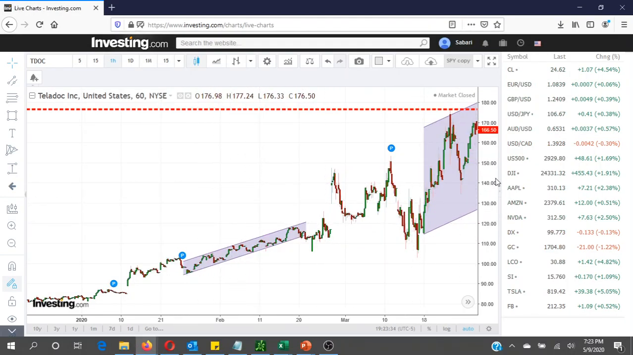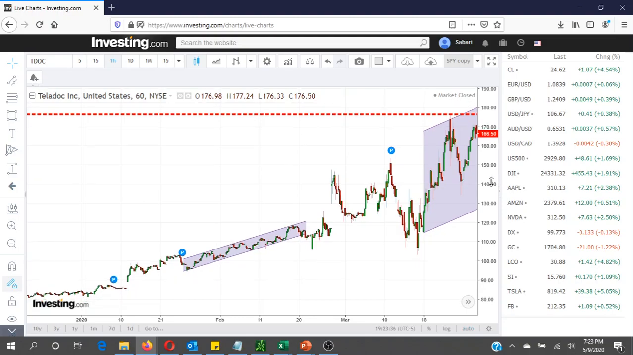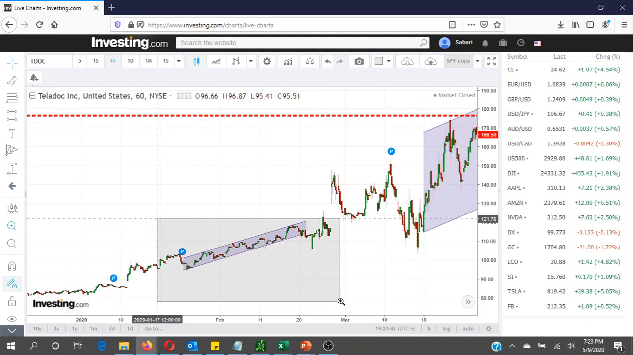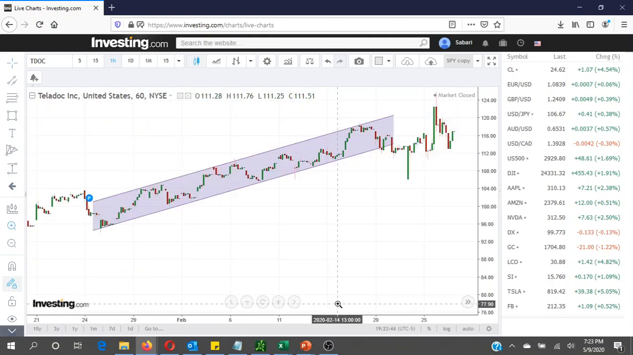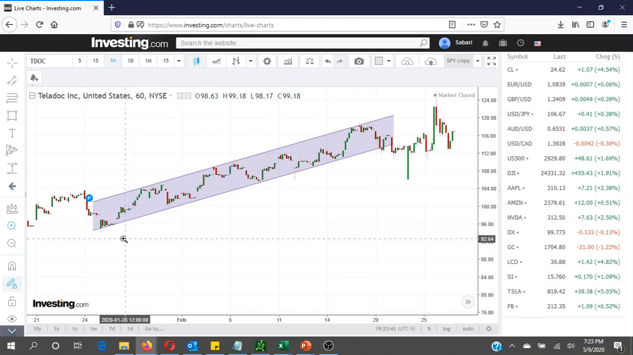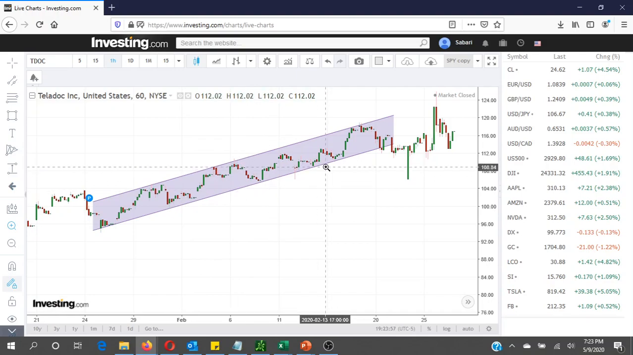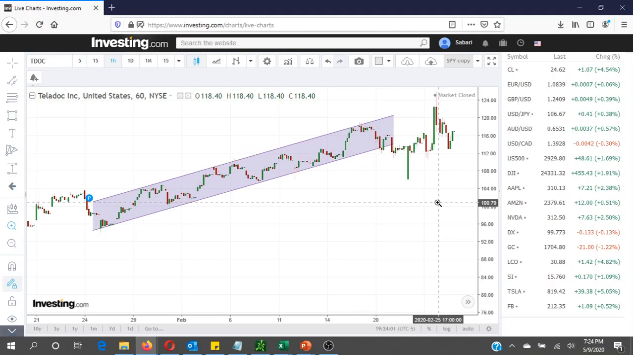So here I have drawn some channels for TDOC. Here we see this is number 1, 1, 2, 2, 3, 3, 4, 4, and 5 is the breakout.